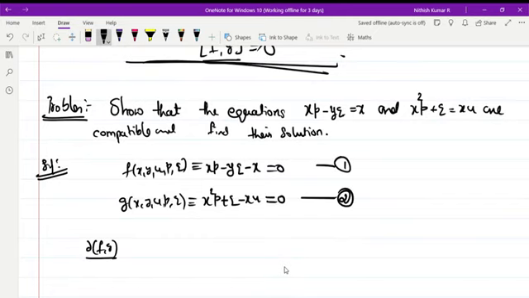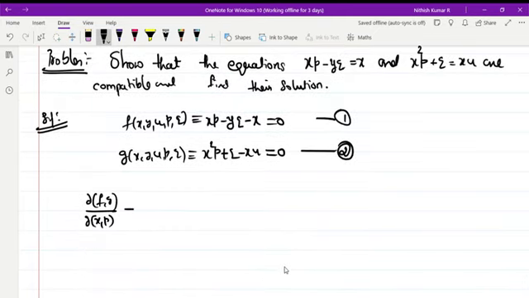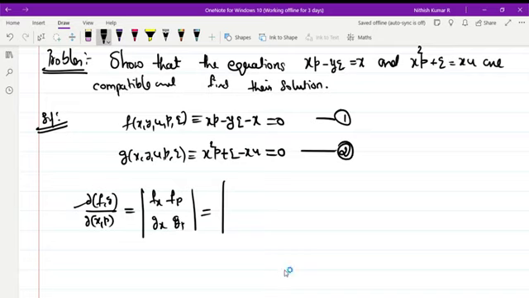So they are given two PDEs, say f of x, y, u, p, q is equal to xp minus yq minus x equal to 0, and another PDE g of x, y, u, p, q is given by x square into p plus q minus x into u equal to 0. Let's take this as equation 1 and this as equation 2. Now let's check this condition whether [f,g] equal to 0. If it is equal to 0, then these two equations are compatible.